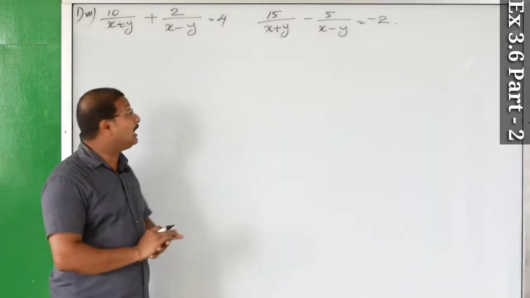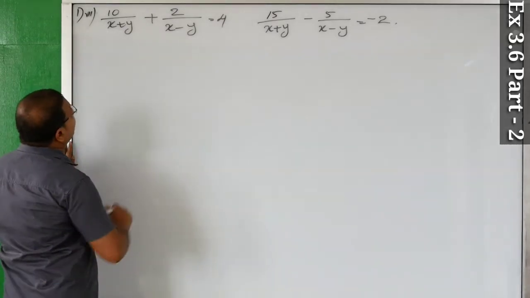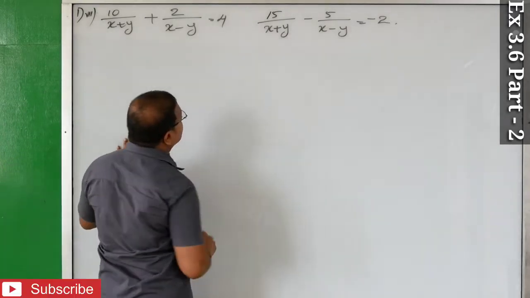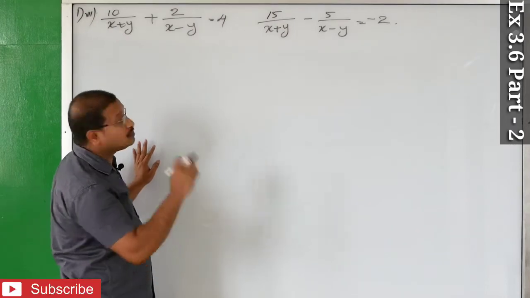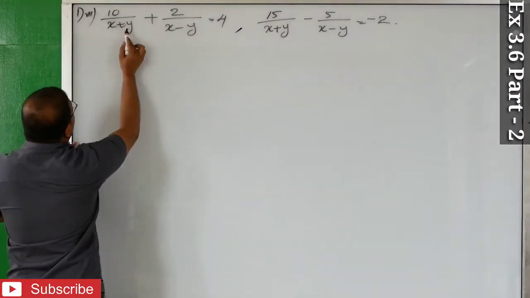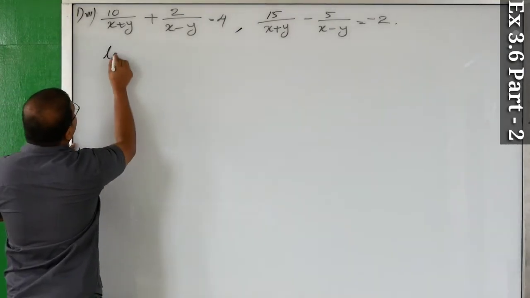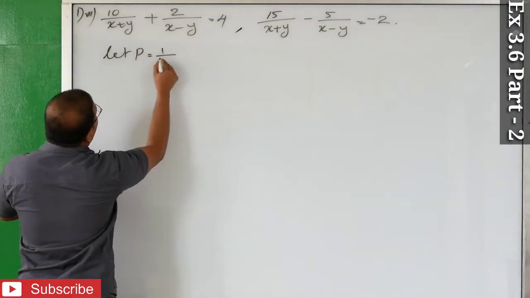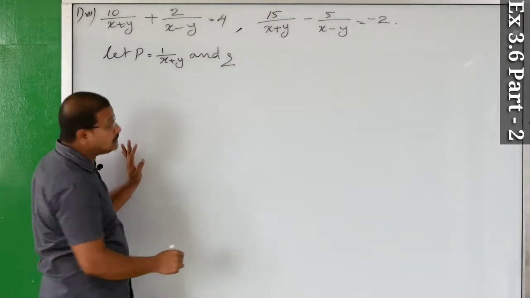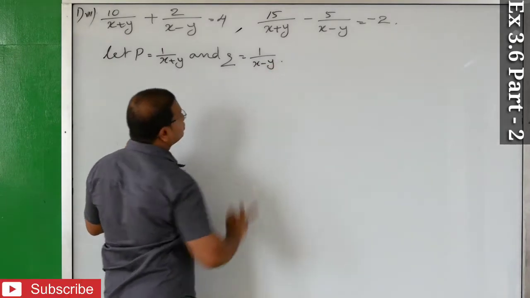Let's see question number 7. I'll read the question once. 10 by x plus y plus 2 by x minus y equals 4 and 15 by x plus y minus 5 by x minus y equals minus 2, isn't it? Now by looking at the symbols itself we can understand. In place of 1 by x plus y we can put p. That means let p equals 1 by x plus y and q equals 1 by x minus y.